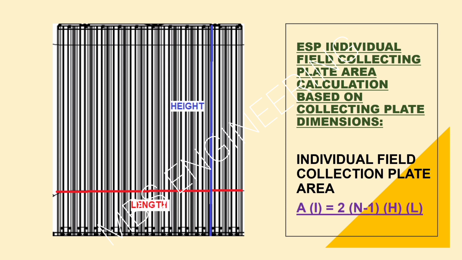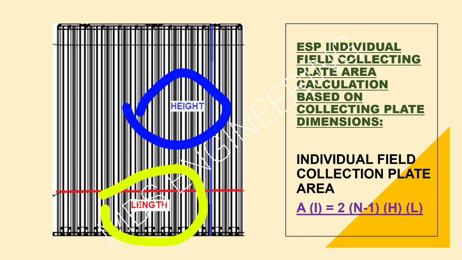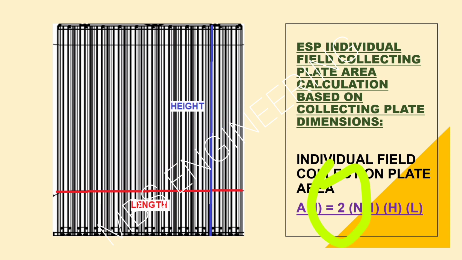Individual field collection plate area, AI, is equal to 2 multiplied by number of passages multiplied by height multiplied by length. Since dust collects on both sides of the collection plates in the passages, the equation is multiplied by 2. Here, AI is the individual field collection plate area in square meters. N is the number of collection plate rows across the fields. H is the height of the collecting plates in meters. L is the length of the collecting plates in the direction of gas flow in meters.